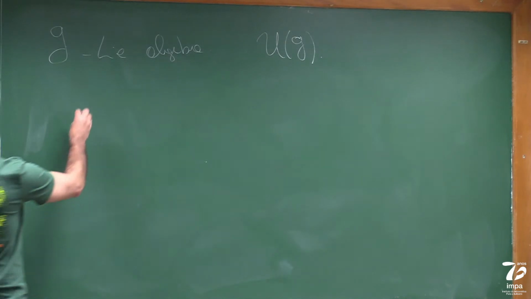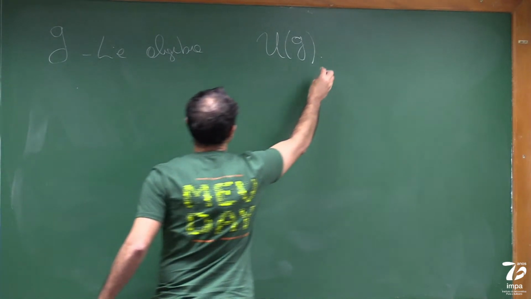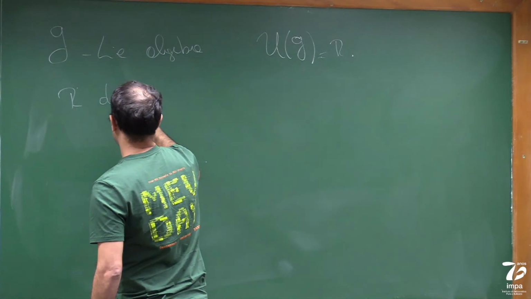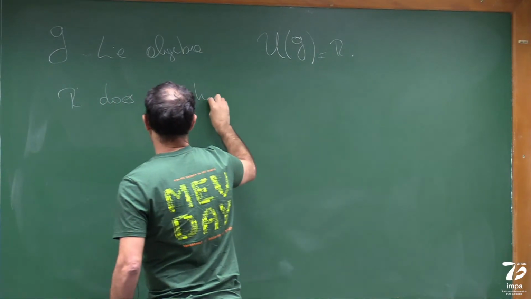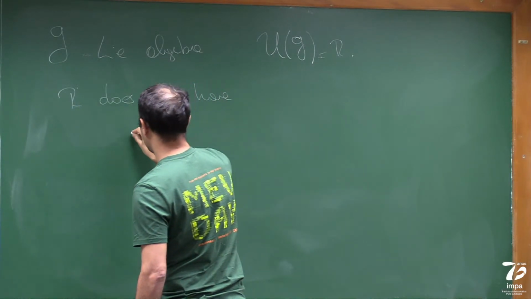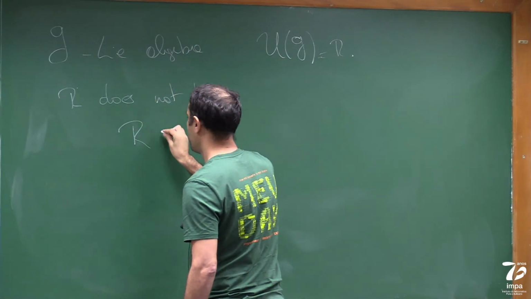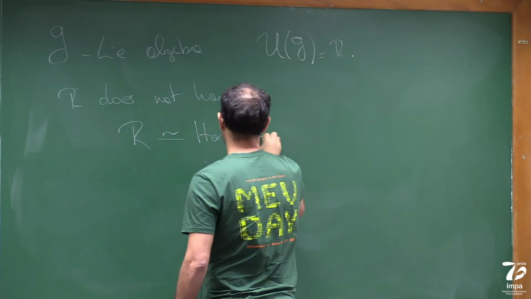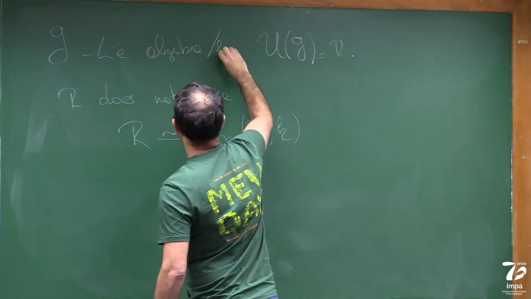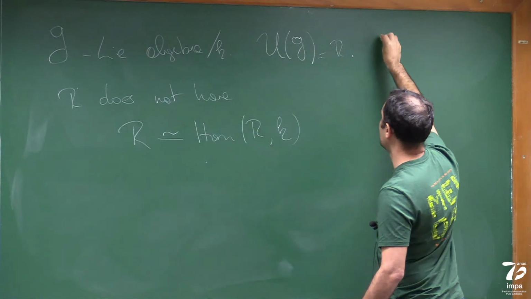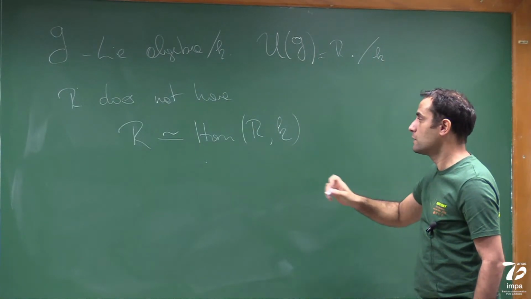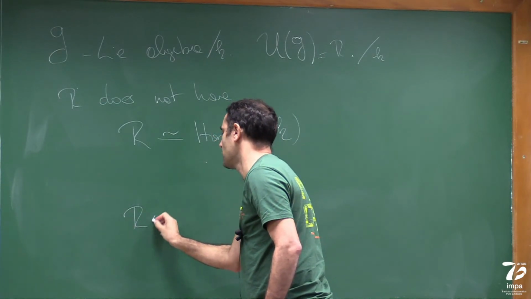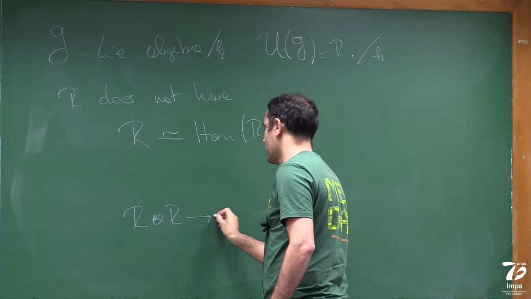So if I call this guy R, it does not have an isomorphism between R and Hom_k(R, k), and this Lie algebra is always over a field, so this is always a K algebra. So this is not true. Equivalently, this is not true, that you have a non-degenerate pairing like this.